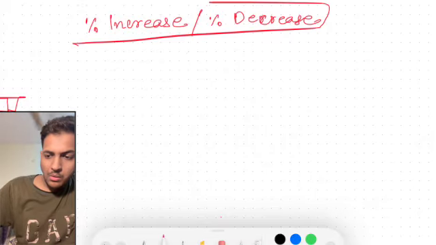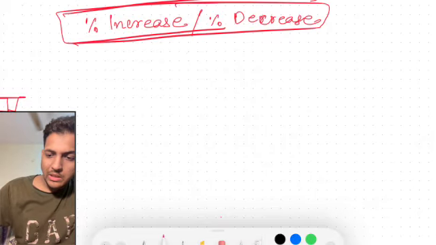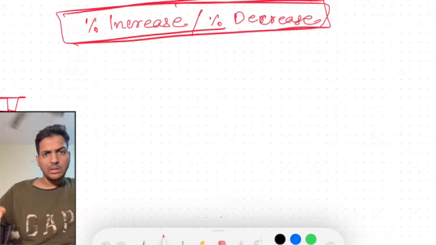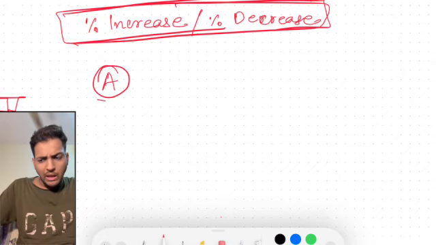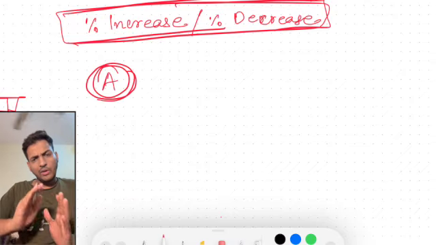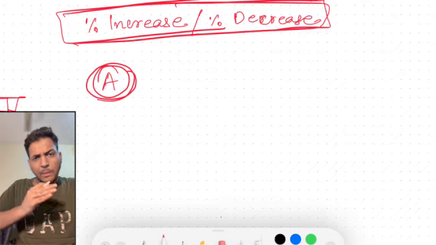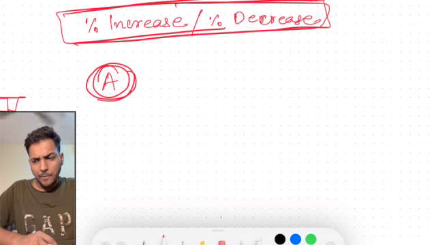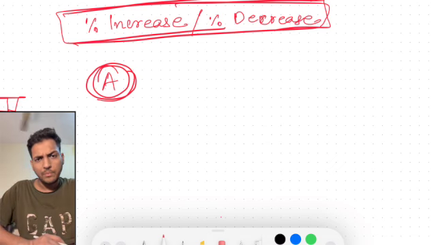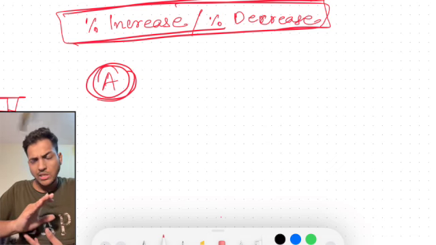Okay. Now percentage increase and percentage decrease, we have to learn this. Suppose there is a number A, any number A given to you, and you are asked that A increases by 10%. There is 10% increase in A. So how will you calculate the final number? I have already told you the percentage change formula.